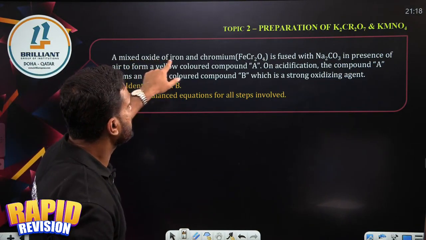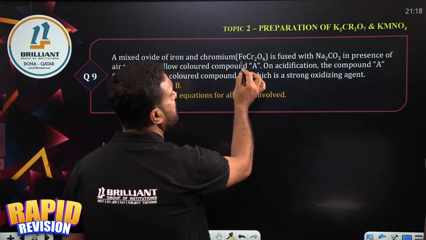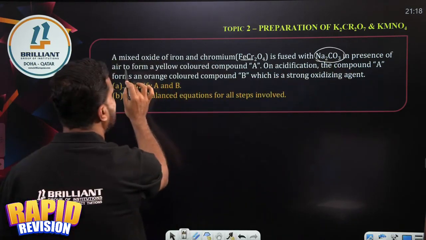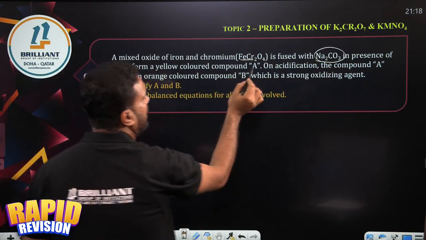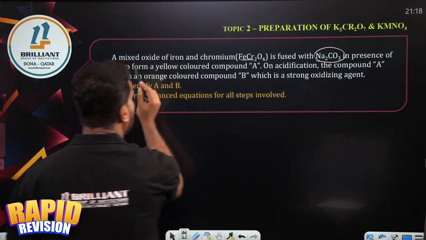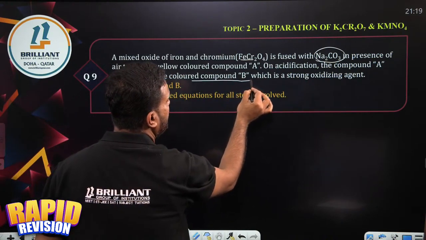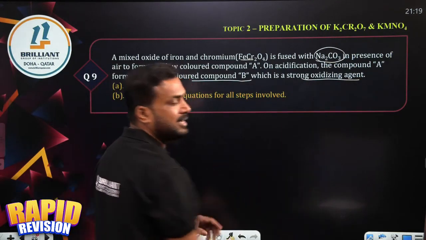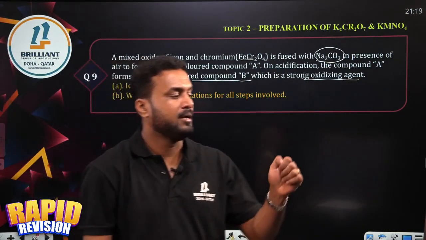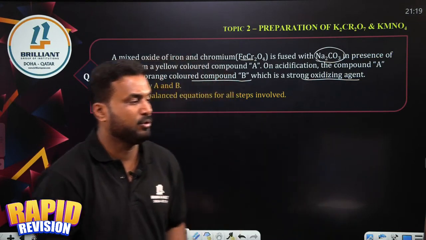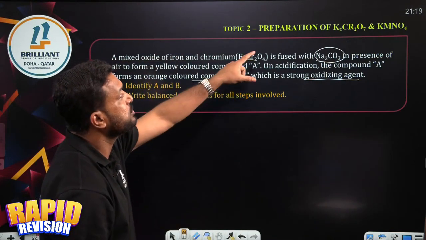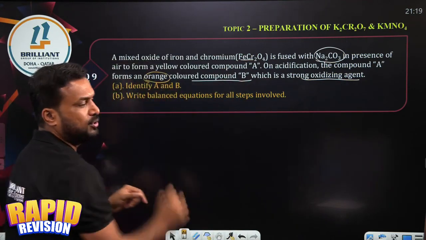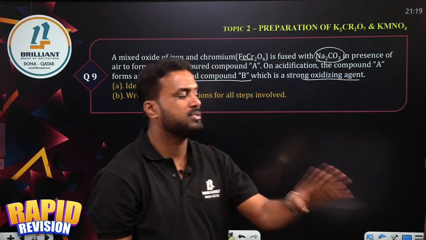A mixed oxide of iron and chromium, FeCr2O4, is fused with Na2CO3 in presence of air to form a yellow colored compound A. That on acidification, compound A forms an orange colored compound finally, B, which is a strong oxidizing agent. We know that one. They are indirectly asking to write the balanced equation for the preparation of what? Yes, K2Cr2O7, because they are saying finally orange color. Orange color is not Na2Cr2O7. Orange color is anyway K2Cr2O7.